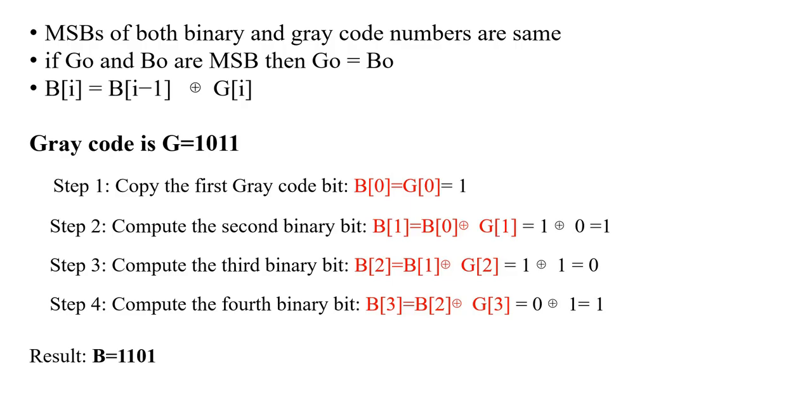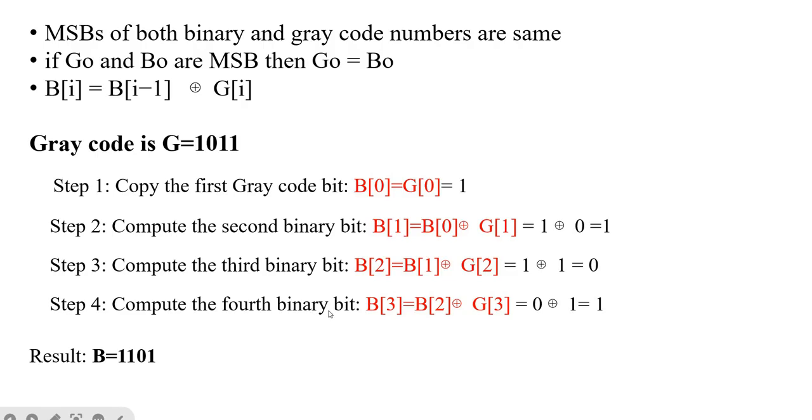So now the current gray code bit is 0 and the previous binary bit is 1. So 1 XORed with 0, we get 1. To compute the third binary bit, that is B2, you have to XOR B1 and G2. So B1, that is the previous binary bit, is 1, and the current gray code bit is 1 here. So 1 XORed with 1 is 0.